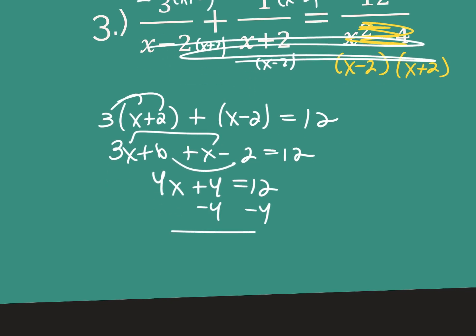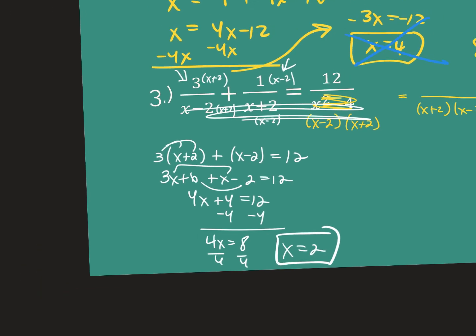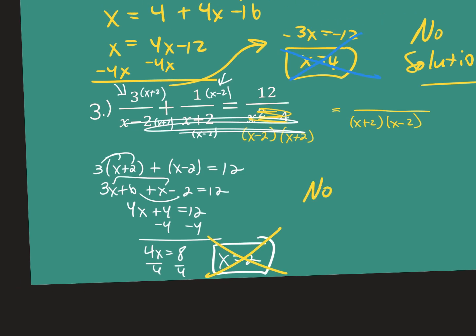Subtract 4 from both sides. 4x equals 8. Divide by 4, what's x equal? X equals 2. Okay, good. Move on. Why not? What happens when I plug 2 into my equation? My denominator becomes 0. Therefore, x equals 2 is actually not a valid solution. What is my answer here? No solution. Good. How you guys feel?